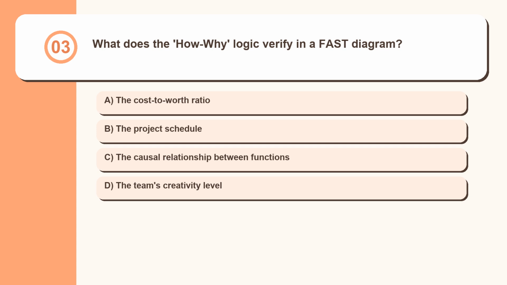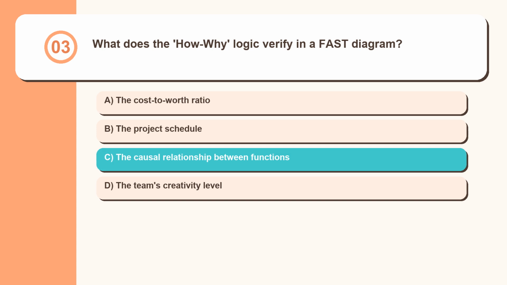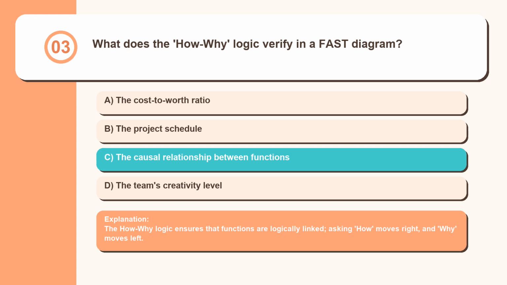Question 3. What does the how-why logic verify in a fast diagram? The cost-to-worth ratio, the project schedule, the causal relationship between functions, the team's creativity level. The how-why logic ensures that functions are logically linked, asking how moves right and why moves left.